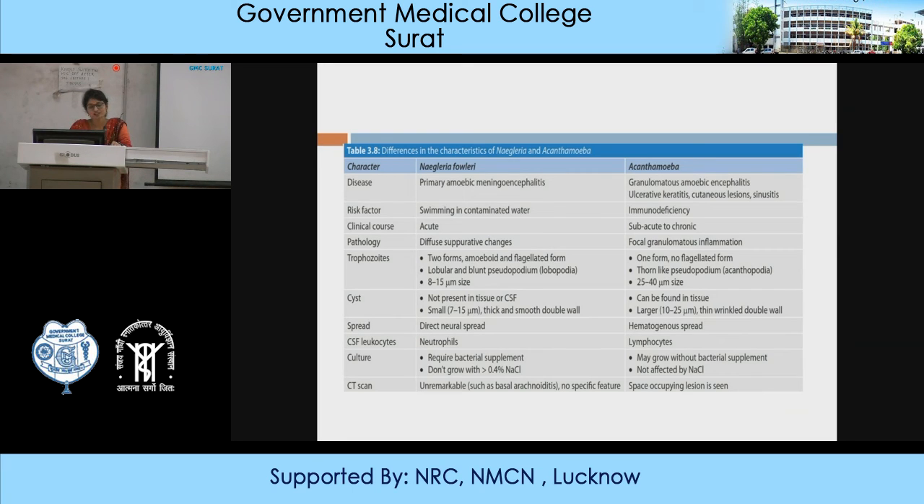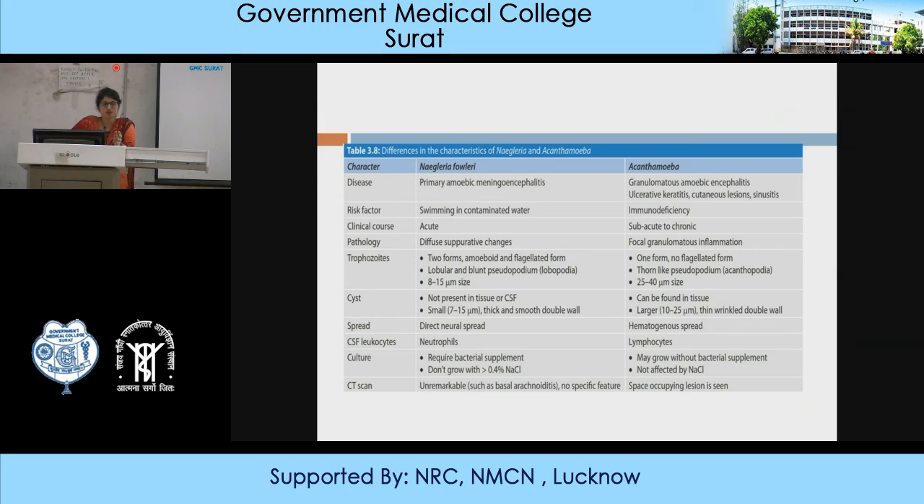Mainly direct neural spread through the olfactory nerve to the CNS occurs in the case of Naegleria fowleri, while it is hematogenous spread in Acanthamoeba. In Acanthamoeba, the primary infection site is the lung and the skin. Then the CNS spread occurs through hematogenous spread.